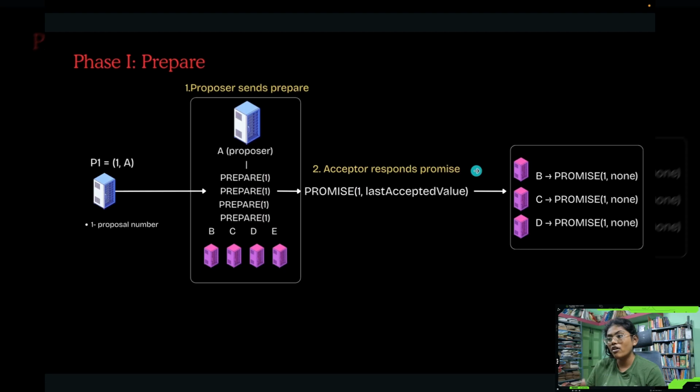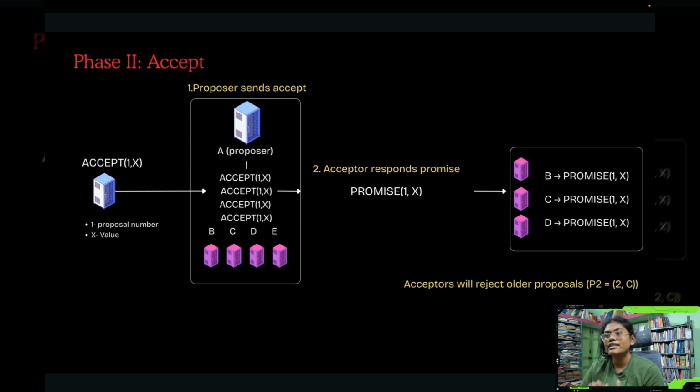So the followers, which are acceptors, respond with a promise, saying that, hey, we are accepting your proposal. This promise will only get accepted if the proposal number is greater than the last accepted proposal number. And then if the prepare phase is done, the accept phase will come into the picture.